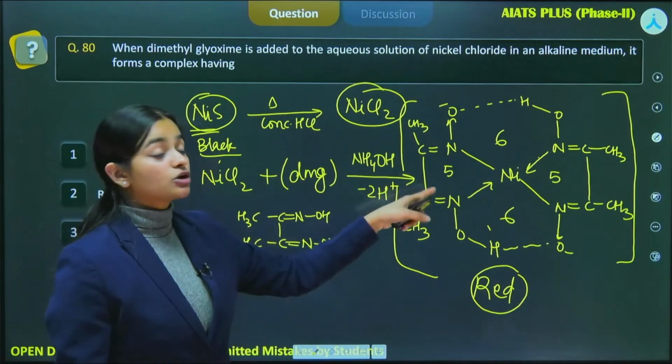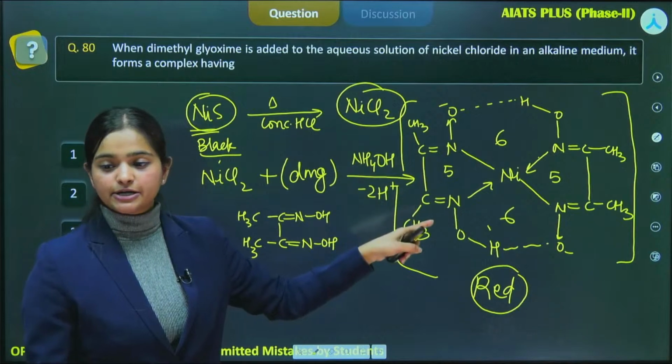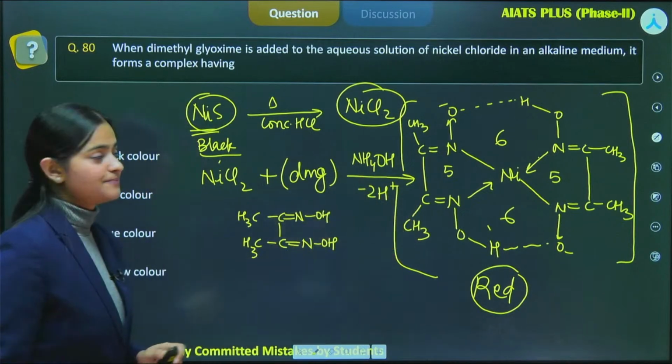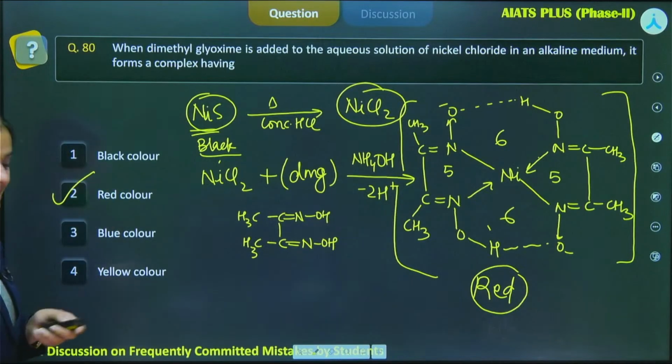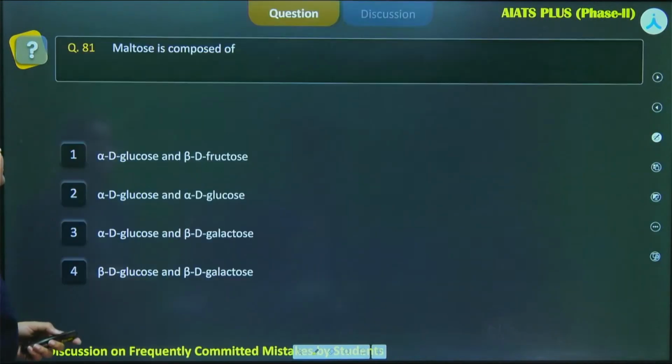If we talk about the geometry of this complex, then the geometry is square planar. So the answer is option number 2, red color. Now let's move on to the next question.